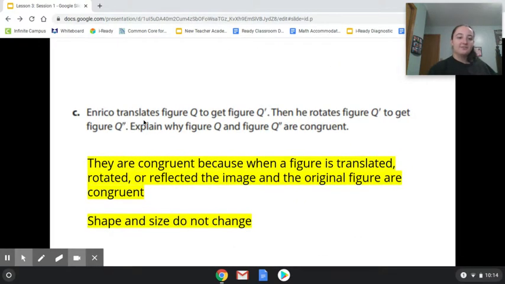Then we have that Enrico translates figure Q to get Q prime, and then he rotates that Q prime to get Q double prime. So we know that they are congruent because the figure is translated, rotated, or reflected, so the image and the original figure are congruent. So no matter how many rigid transformations you do, its size and its shape will still not change. So whether you reflect, you translate, or you rotate, the size and the shape will always stay the same no matter how many times you transform it.